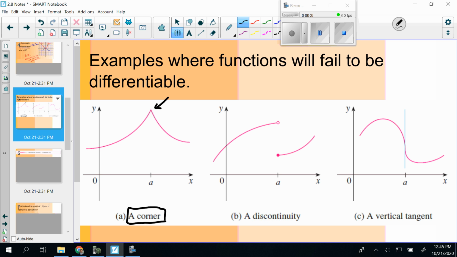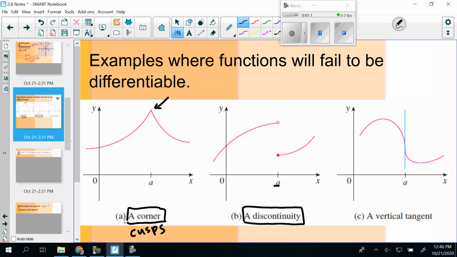Also, places like this are sometimes called cusps on graphs, but they're basically the same thing, corners, cusps. You have a point on there that, because it's an abrupt point and it changes slopes very quickly, does not have a derivative there. Obviously, any place where it's discontinuous will not have a derivative. So this one at A does not have a derivative because it's not continuous here. There's this jump in between, so you can't have a derivative anywhere the graph is not continuous.